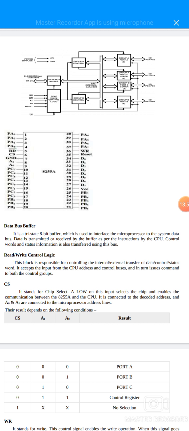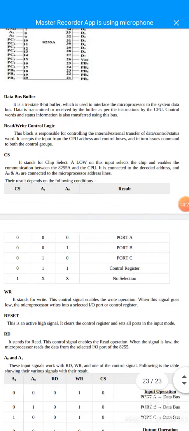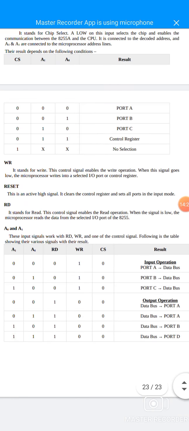Read-write control logic: this block is responsible for controlling the internal and external data transfer. The control word register accepts input from the CPU address and control buses and issues commands to both control groups. CS means chip select. A low on this input selects the chip and enables communication between the 8255A and the CPU. It is connected to a decoder. A0 and A1 are connected to the microprocessor address lines. The result depends upon CS, A1 and A0, and the result is displayed on the screen.